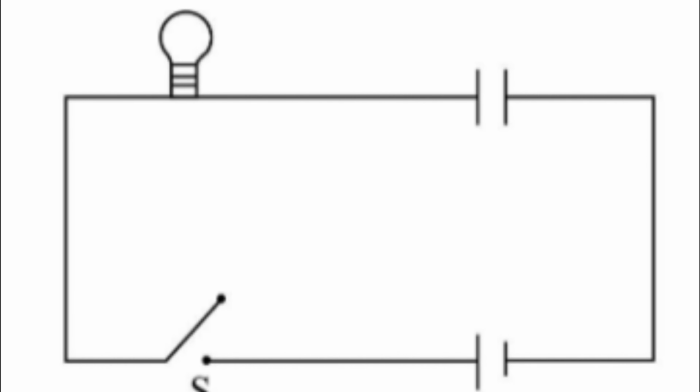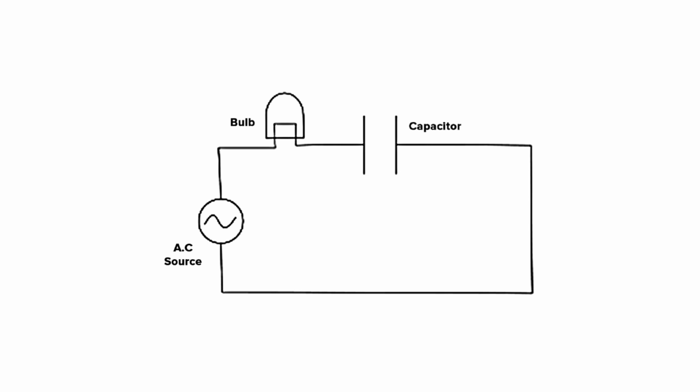The circuit consists of a bulb, capacitor, DC source, and a switch. When the switch is on, the bulb glows for a moment. Now the circuit consists of a capacitor, bulb, and AC source. When the switch is on, the bulb glows forever. So, what is the reason?